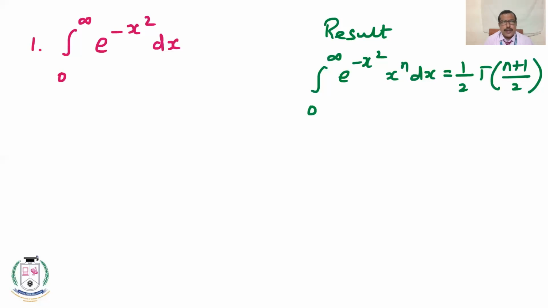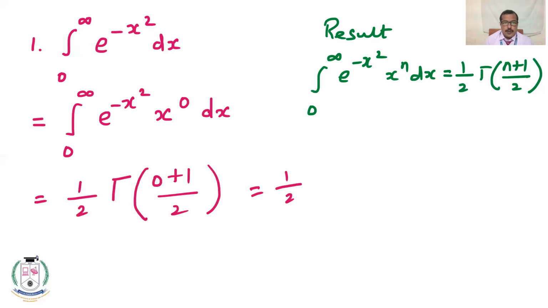e power minus x squared, e power minus x squared matched. There is no x power n term. If there is no x power n term, we can take it as x power 0. Therefore, we can write this as e power minus x squared into x power 0 into dx. Now we can substitute n as 0 and complete this question by taking half into gamma of (0 plus 1) by 2. That is equal to half into gamma of half, or simply square root of pi divided by 2.